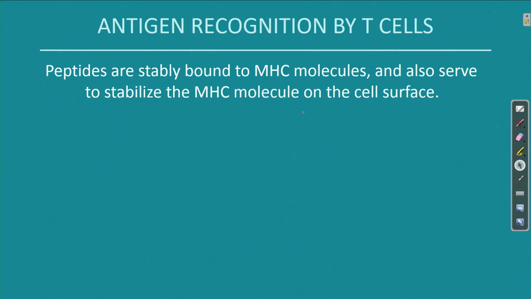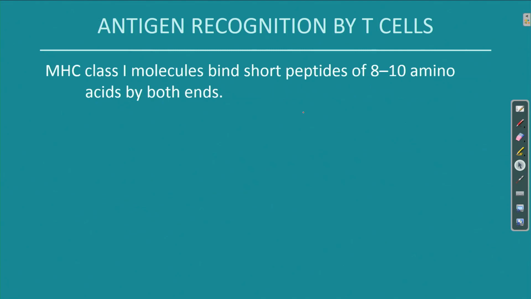So peptides are stably bound to the MHC molecule and also serve to stabilize the MHC molecule on the cell surface, which I just mentioned a few minutes back. MHC molecules are only stable on the cell surface if a peptide is attached to them. So you will never see any free MHC on the cell surface. It is always in peptide-bound form.